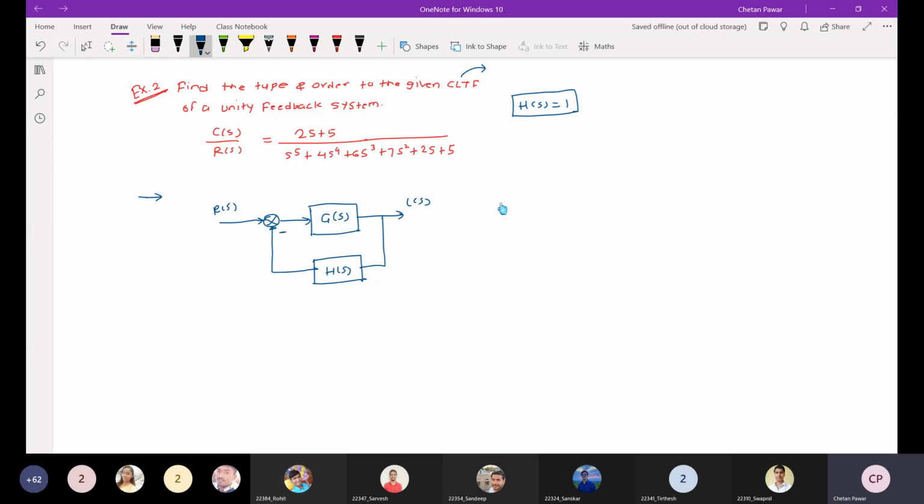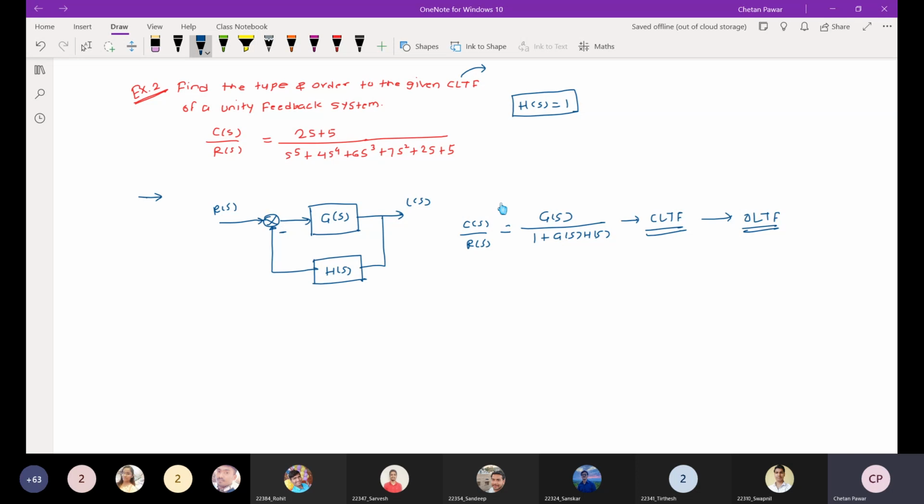Now for this particular system, what is a closed loop transfer function? C of S upon R of S, right? So that is G of S upon 1 plus G of S into H of S. That is a closed loop transfer function, okay? Now, by looking at closed loop transfer function, you can't find the type and order of the system, even the system gain. So for that purpose, you will require open loop transfer function.